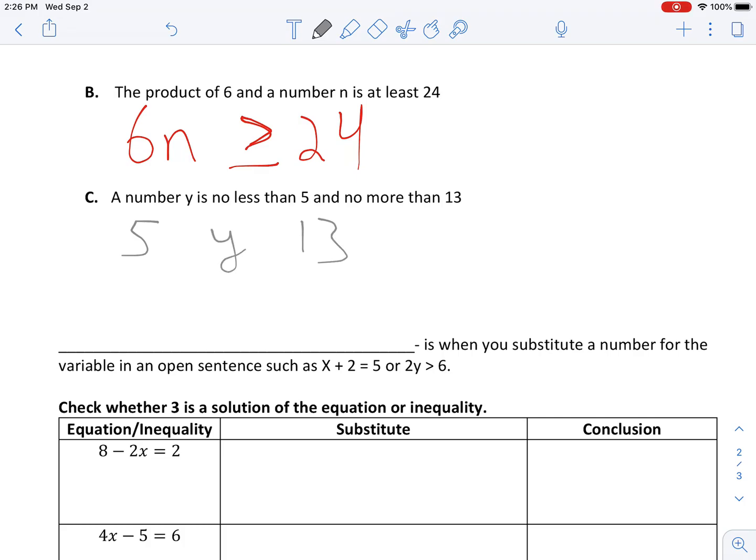So if I erase this part first and ignore the 13 there, let's focus just on the relationship between y and 5. It says a number y is no less than 5. No less. Okay? So it could be 5, but it certainly is not 4, 3, 2, or 0 or anything else. It must be either 5 or bigger. Now let's focus only on the relationship with y and 13. It cannot exceed 13, but it could be 13. It says no more than 13. So then y is less than or equal to 13. So that's how you write those three out.